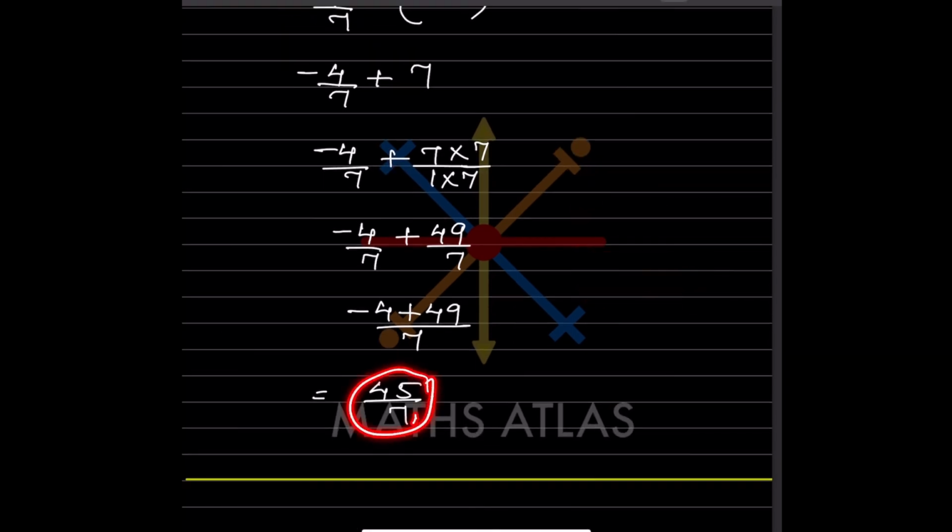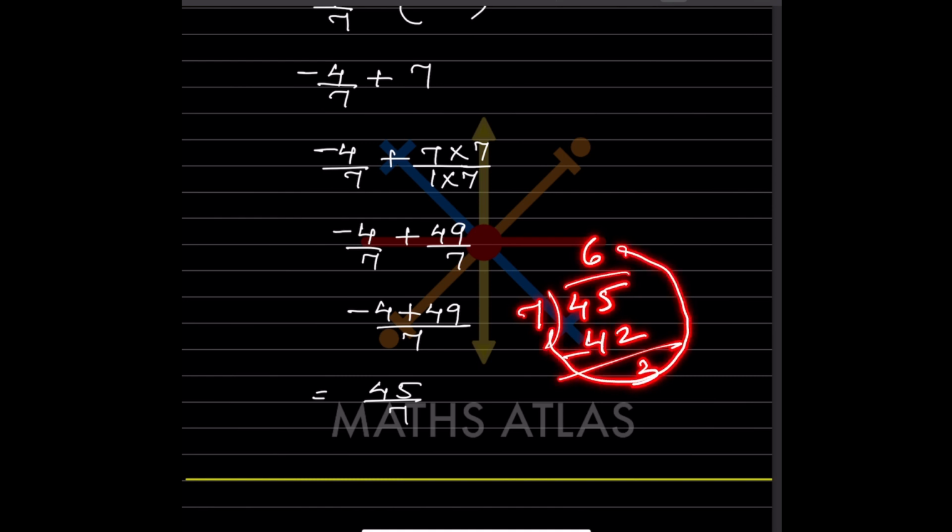Again, this is an improper fraction. So 45 by 7, you can write here 7 6s are 42, and this will be 3. So 6 integers 3 by 7. So you can write here 6 integers 3 by 7.